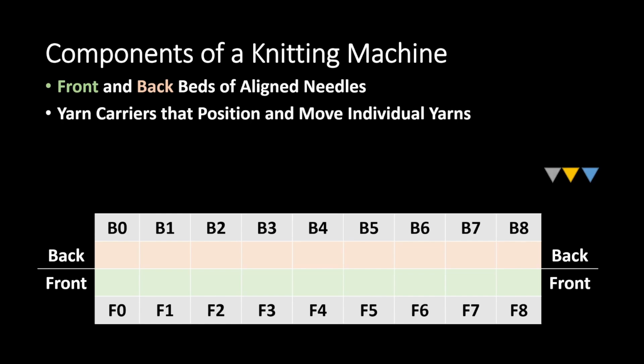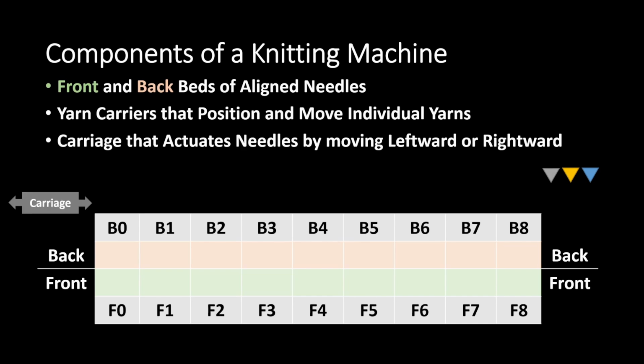Now, in order to make all of those stitches, we're going to need to move yarn around, and we do that by using the yarn carriers. You can think of these as syringes or extruders, if you're coming from a 3D printing sense, that are going to provide all of the yarn you need. Each individual carrier is going to hold one yarn, so that's how you do different colors. And then finally, we have the carriage, which is going to move leftward and rightward across the machine, actuating all of the needles in what we call a carriage pass.